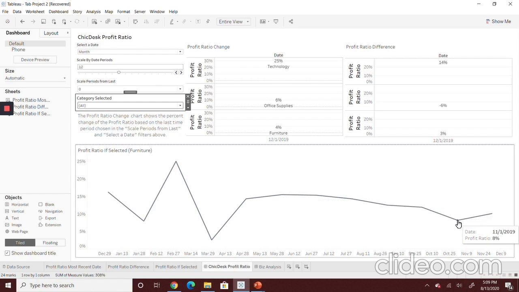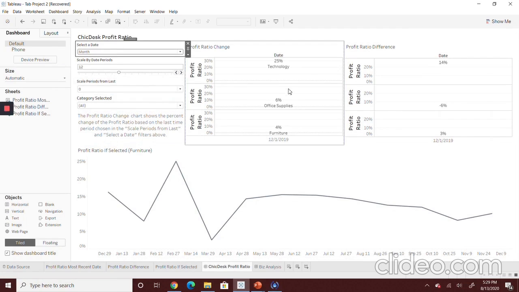To find a solution, the executive team wanted me to track the profit ratio across product categories and time periods in this project. In an effort to more efficiently display the visualizations, I increased the size of the dashboard from ChicDesk's custom size of 720 by 460 to the default.